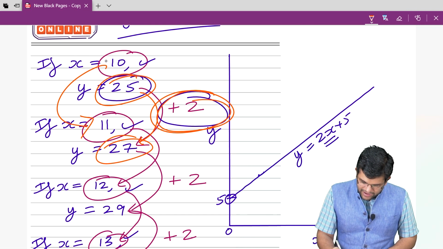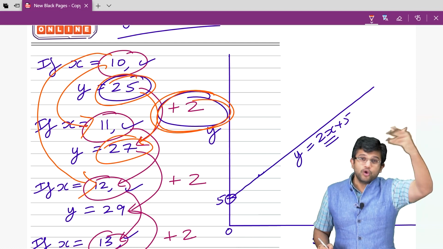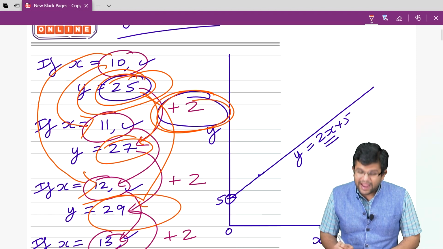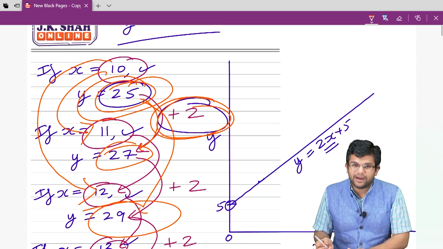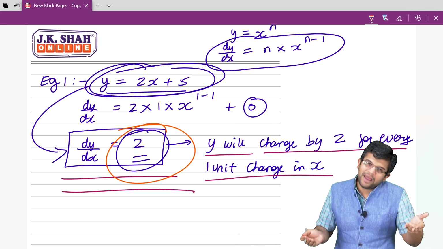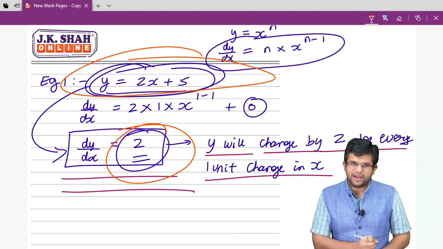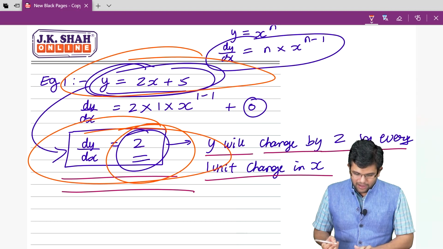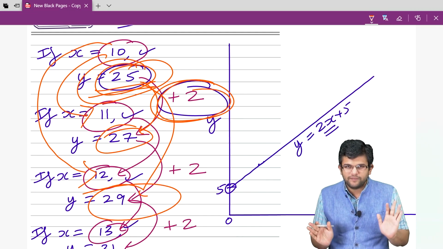But children, when x goes from 10 to 12, 2 units change in x, can I say y is going from 25 to 29? That is a 4 units change in y, and that 4 units change in y is nothing but this derivative happening 2 times, because x is changing by 2 units. Everybody clear? So basically either you calculate y using this formula or you calculate y by just applying the derivative a number of times on the base value of y. Everybody clear till here? So there are 2 ways of solving this.